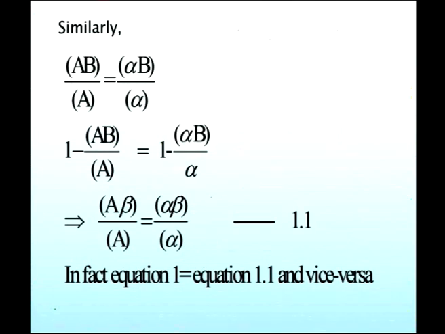Similarly, AB by A is equal to αB by α, again taking the negative part on both sides. 1 minus AB by A is equal to 1 minus αβ by α. Okay. Therefore, A minus AB gives you Aβ by A, and 1 minus αB gives you αβ by α. In fact, equation 1 and equation 1.1 are equal to each other, and vice versa.